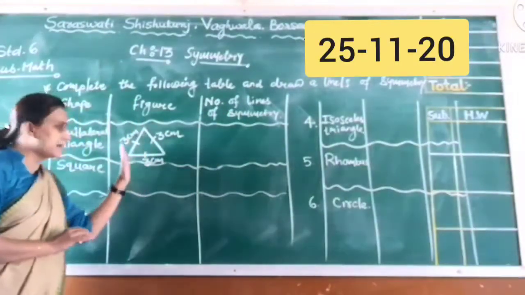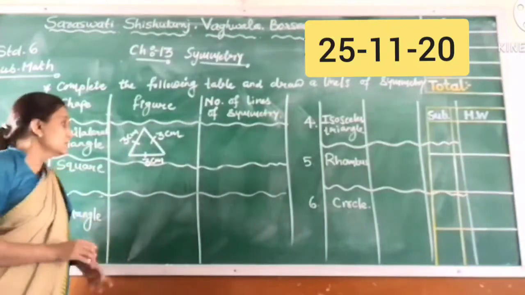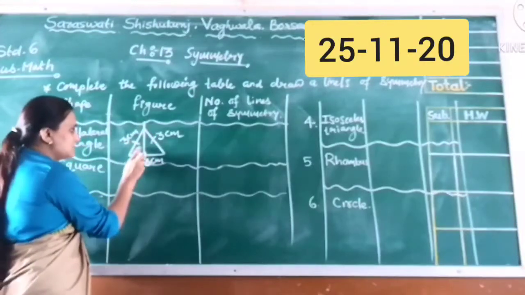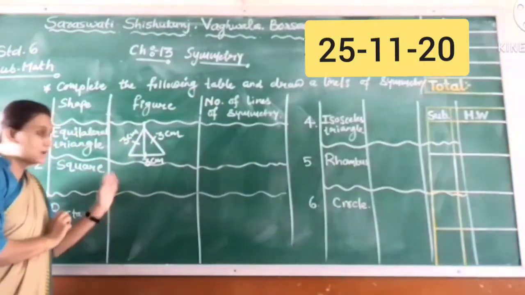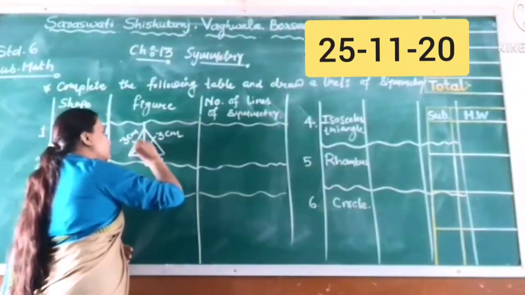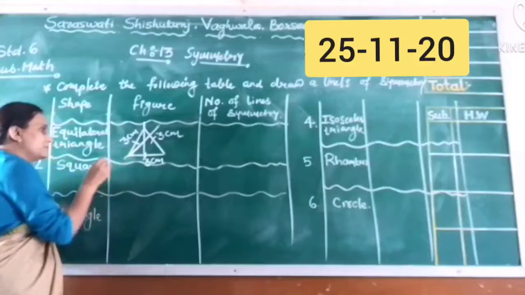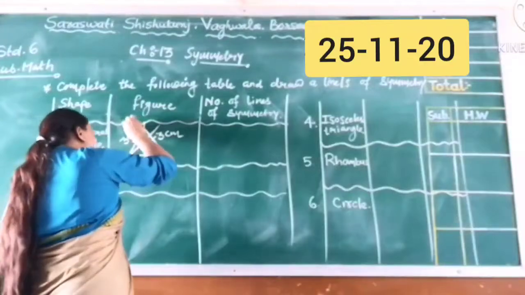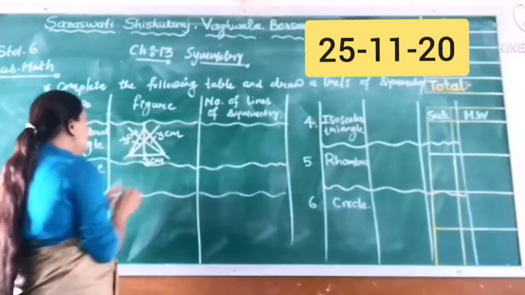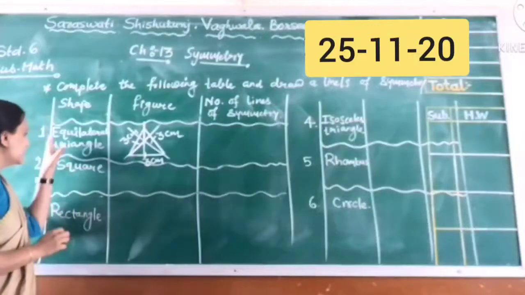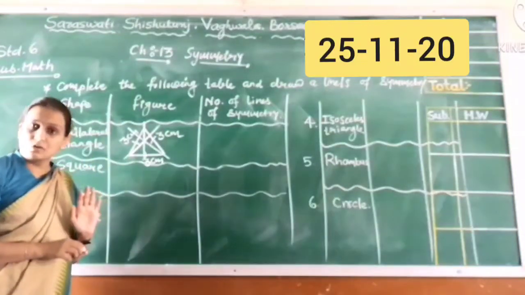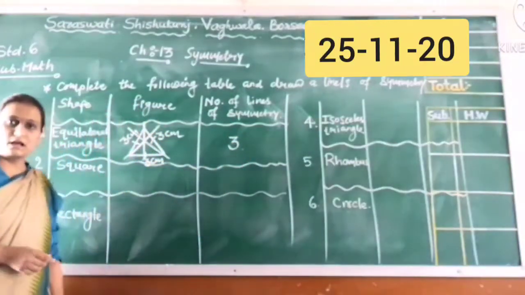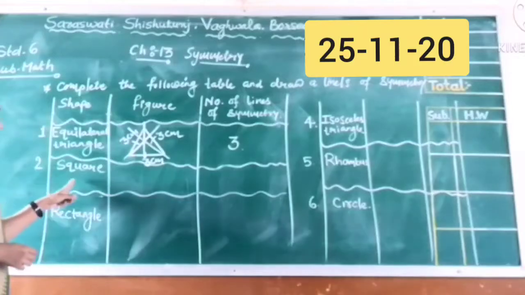Here you can see 3 sides are there and all sides are equal. So we can draw here, suppose this is our first line of symmetry. You can see these two parts are the same. Same as that, from here we can draw a second line of symmetry. After folding you can see these two parts are the same, and here we can draw a third line. You can see these two parts are the same. So an equilateral triangle has 3 lines of symmetry. So your number of lines of symmetry will be 3. Clear?